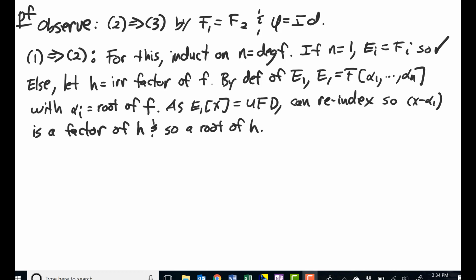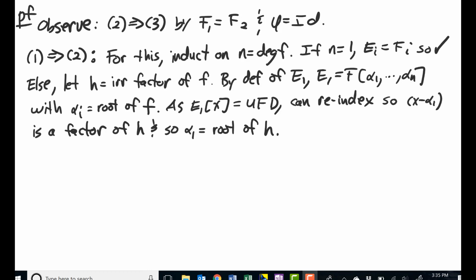All right, since E1[x] is a unique factorization domain, when we write f as the product, up to a scalar, of all these x minus alpha i's, and separately we write it as a factor of h times something, we can rearrange all these terms so a bunch of these x minus alpha i's, up to scalar, has to be an h. So in particular, one of them has to be a factor of h. We can reindex, so that's x minus alpha 1. In particular, alpha 1 is a root of h.